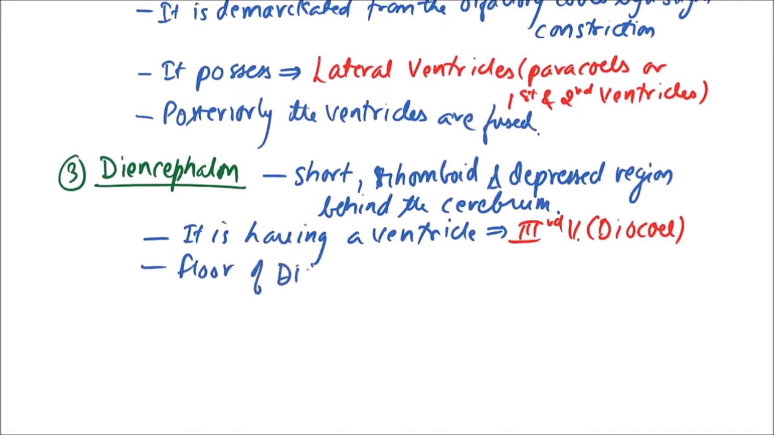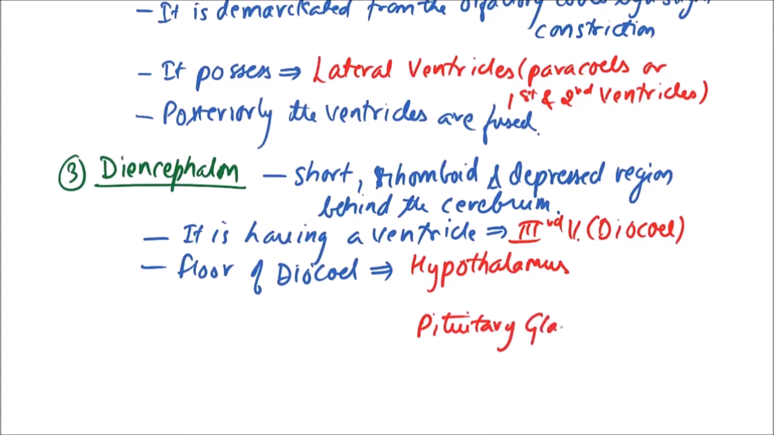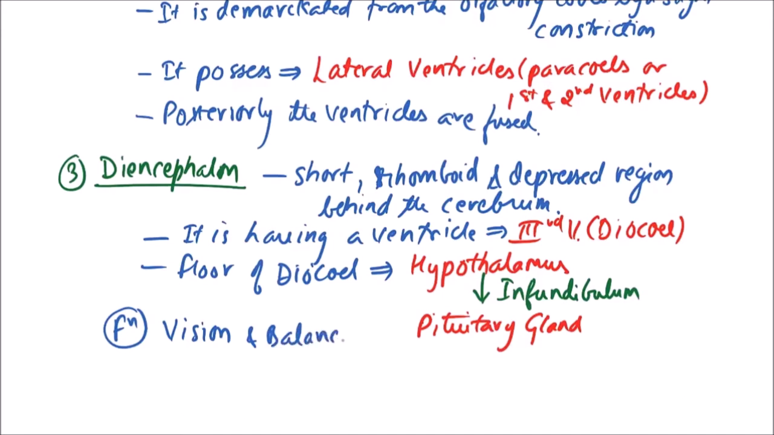The floor of diocele is formed by hypothalamus, and this hypothalamus is attached to the pituitary gland by a narrow constriction known as infundibulum. Then, what is the function of diencephalon? Diencephalon is concerned with vision and balance.